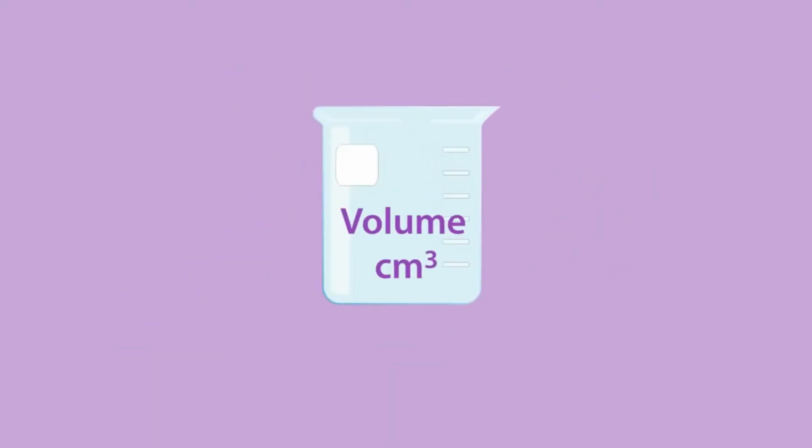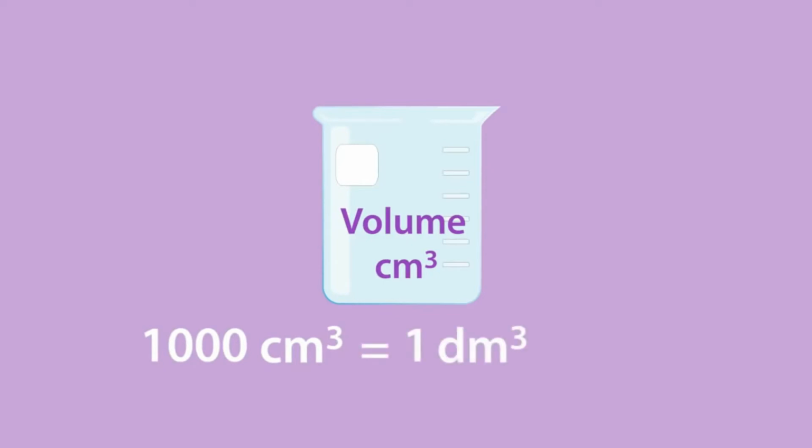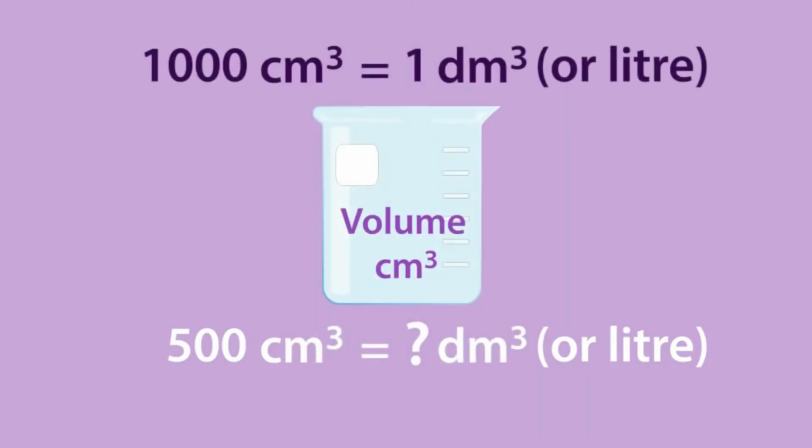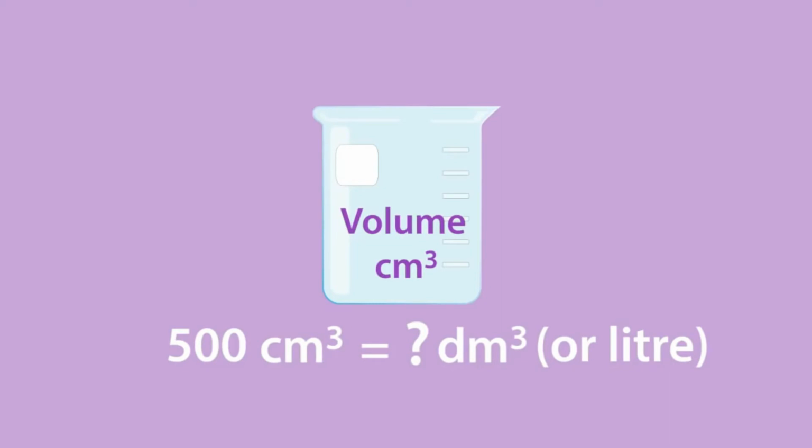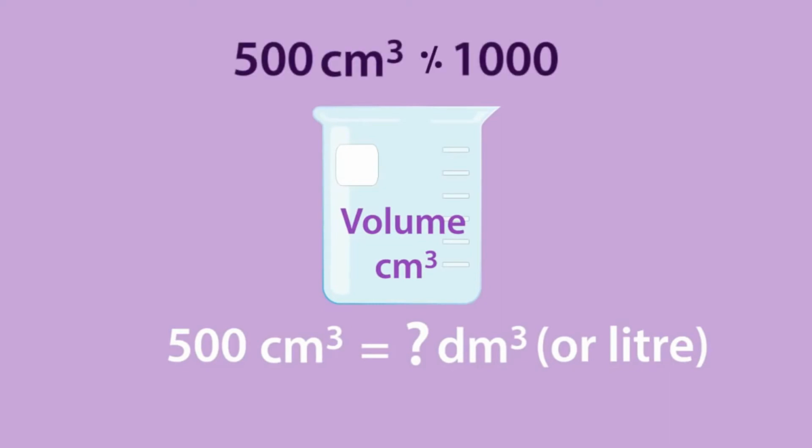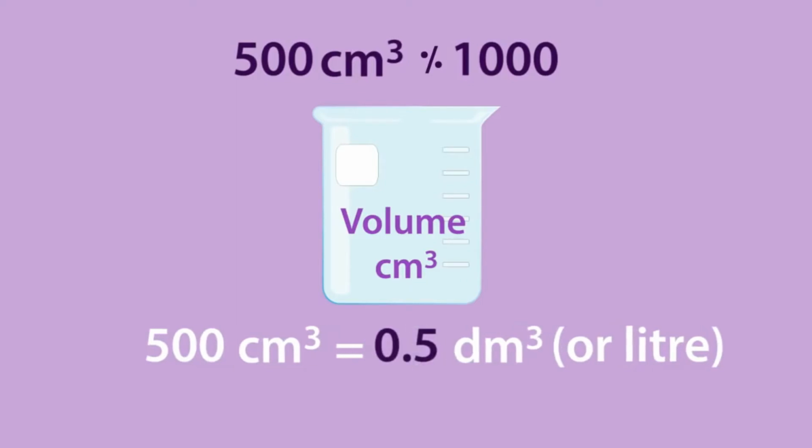Most of the time, volumes are measured in cubic centimetres, so 1000 cubic centimetres is equal to 1 decimetre cubed, or 1 litre. So, how many decimetre cubed is 500 cubic centimetres? Pause, think, and continue when ready. To get the answer, you need to divide 500 cubic centimetres by 1000. So 500 cubic centimetres is the same as 0.5 decimetre cubed. Did you get it right?